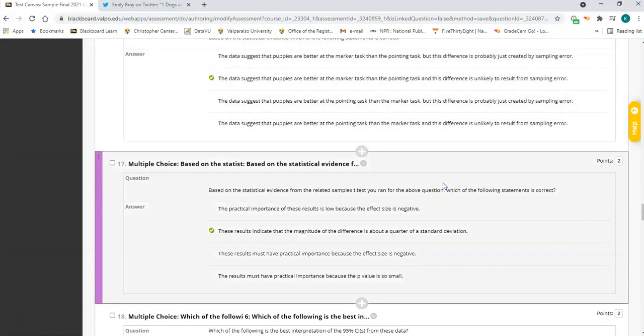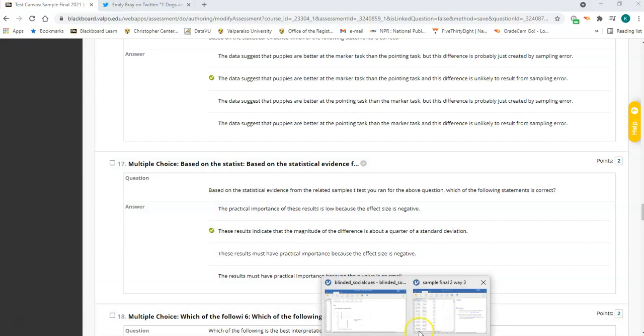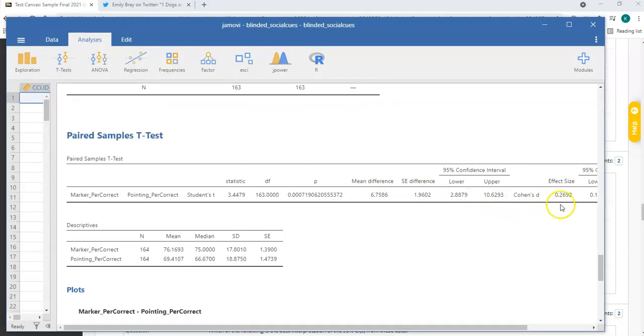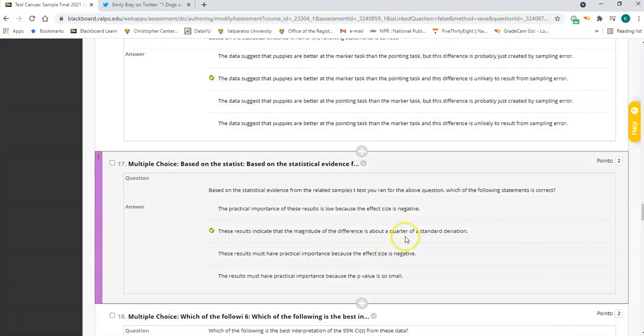All right. Based on the statistical evidence from the related samples t-test you ran above, which of the following statements is true? The results indicate that the magnitude of the difference is about 1/4 of a standard deviation. That's a good interpretation of the effect size here. It's about 1/4 of a standard deviation. That's how big the difference was between the marker performance and the pointing performance.